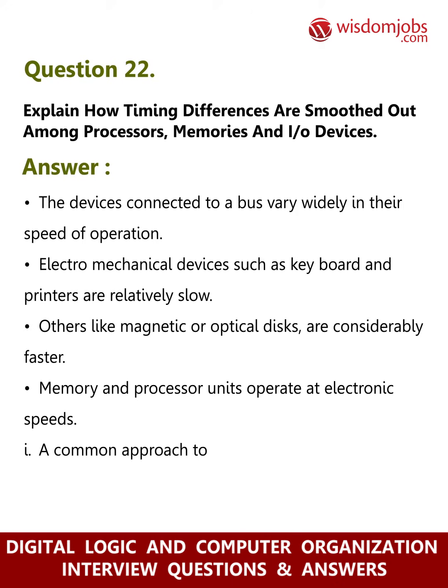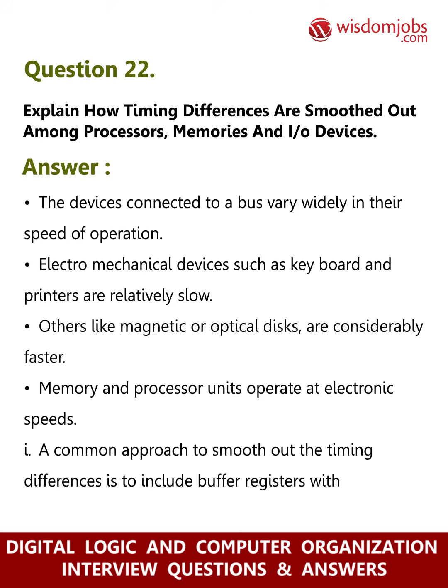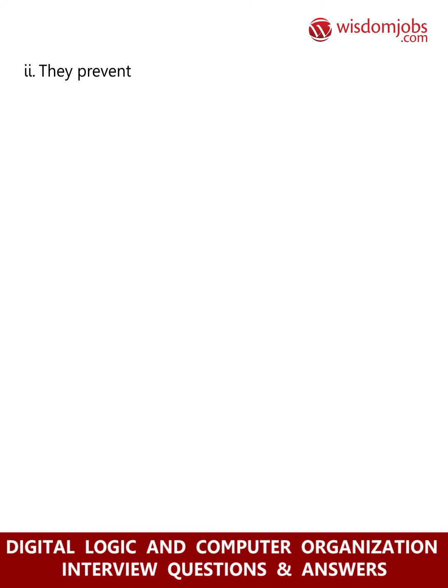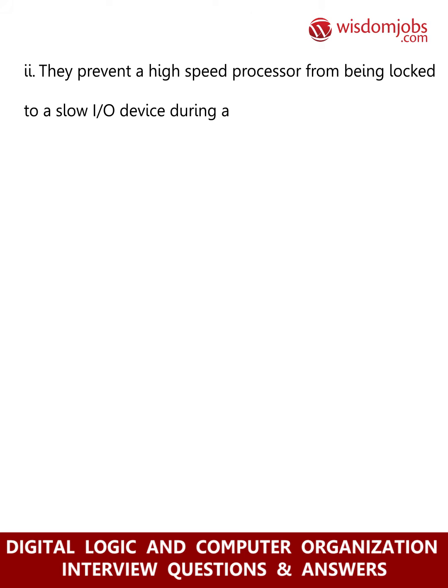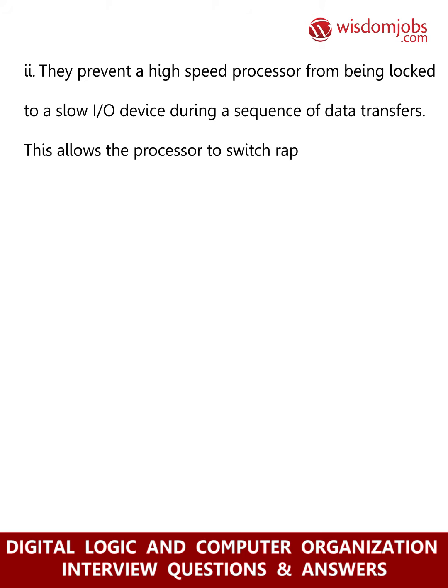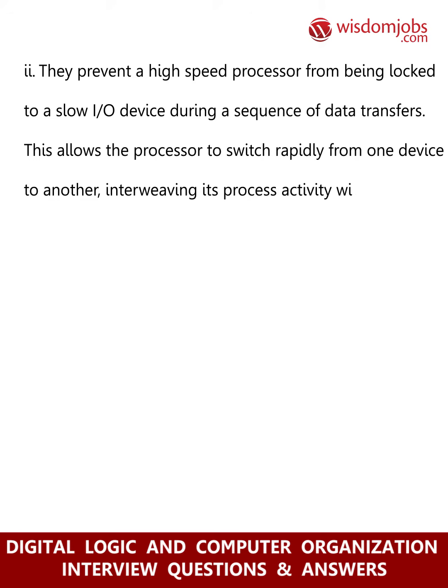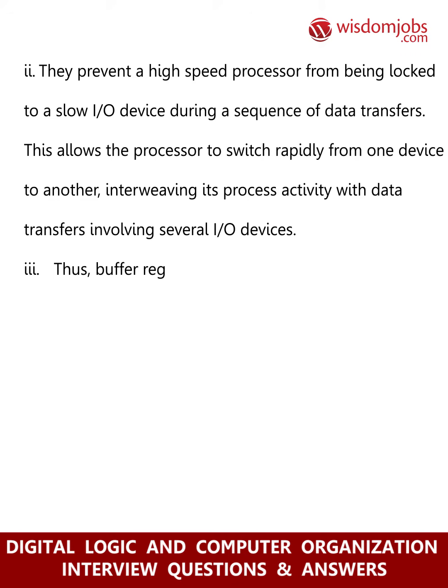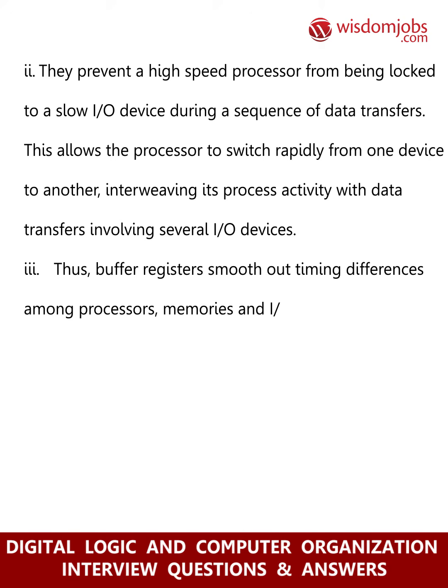1. A common approach to smooth out the timing differences is to include buffer registers with the devices to hold the information during transfers. 2. They prevent a high-speed processor from being locked to a slower I/O device during a sequence of data transfers. This allows the processor to switch rapidly from one device to another, interweaving its processing activity with data transfers involving several I/O devices. 3. Thus, buffer registers smooth out timing differences among processors, memories and I/O devices.